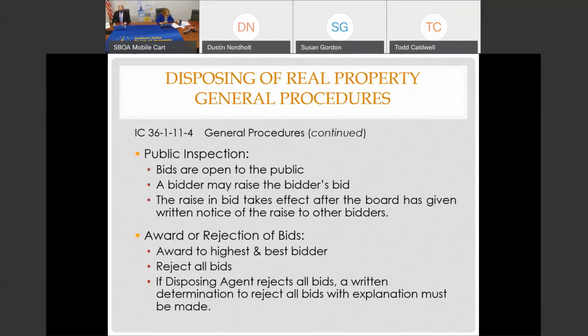There is a time of inspection and evaluation of those bids. The bids are open to the public, and one bidder can raise another bidder's bid. And that raise takes effect after the board's given proper notice to the bidders. And then finally, there's an award process or a rejection of bids. The award would be to the highest and best bidder, but the disposing agent, council does have the right to reject all bids. And if they do that, then there needs to be a written determination to reject the bids, and there should be an explanation along with that determination.